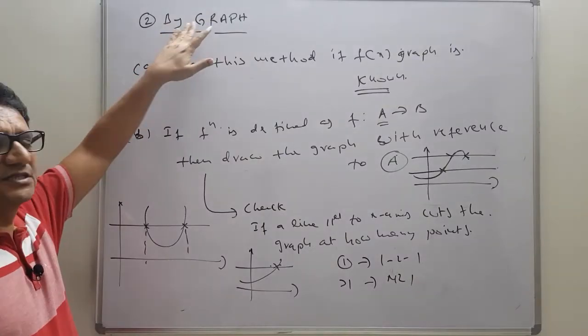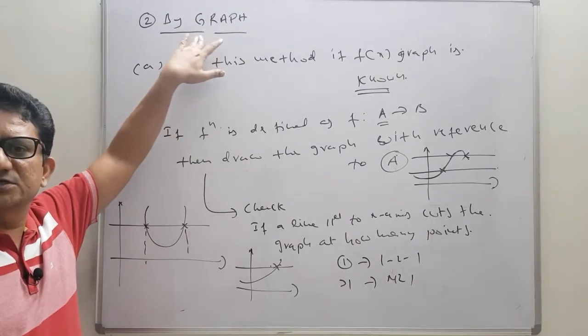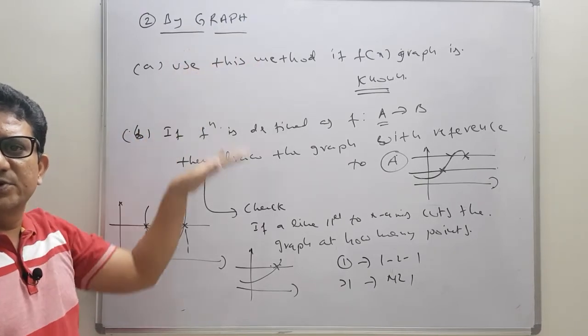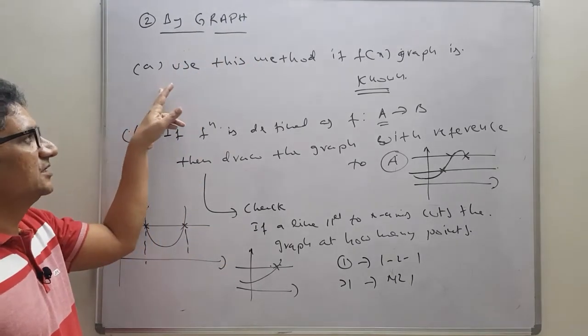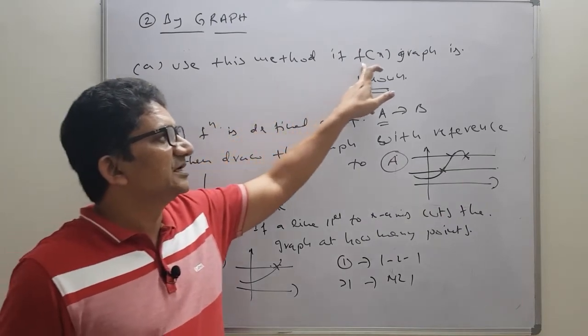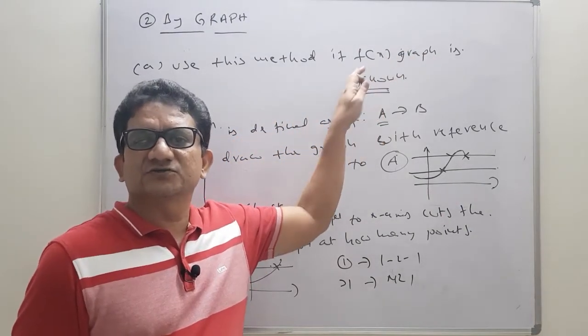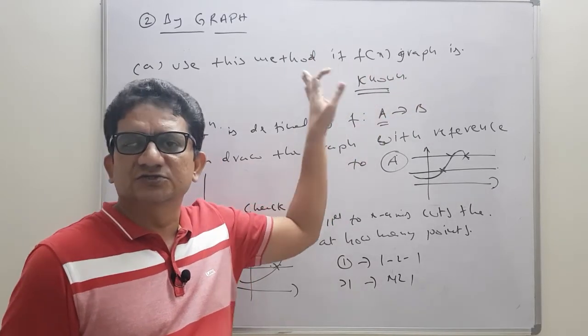So if you want to check the kind of function by using the graphical method, we need to keep some points in mind. First point: use this method if the graph of f of x is known to you. That means if you are perfect in graphs, then only use this method.